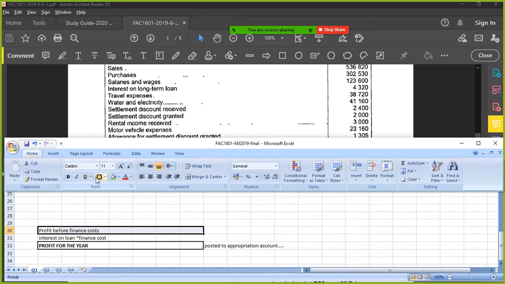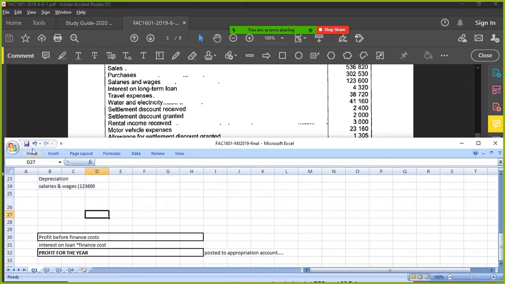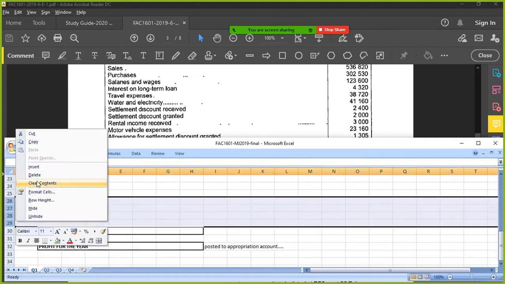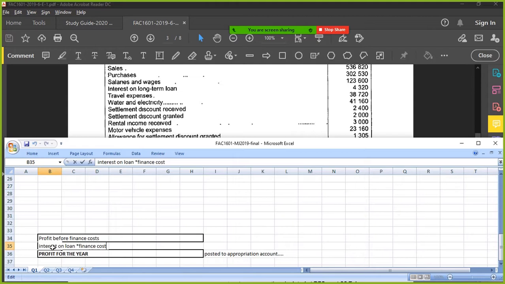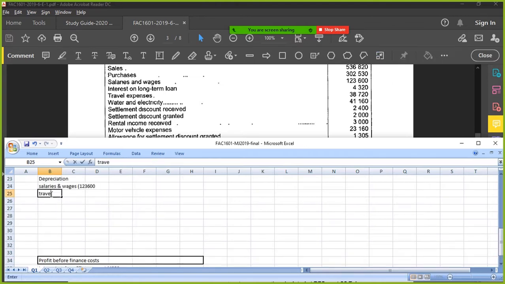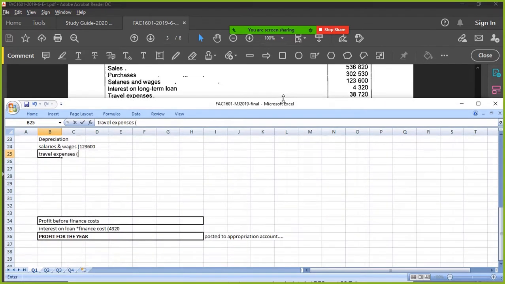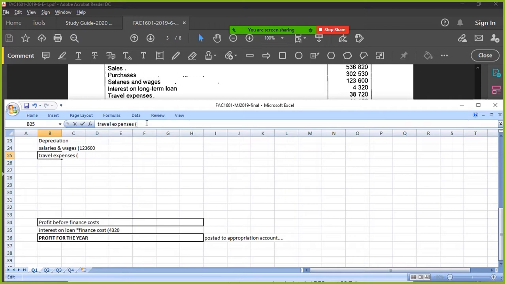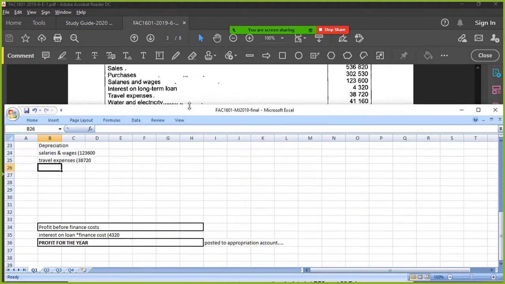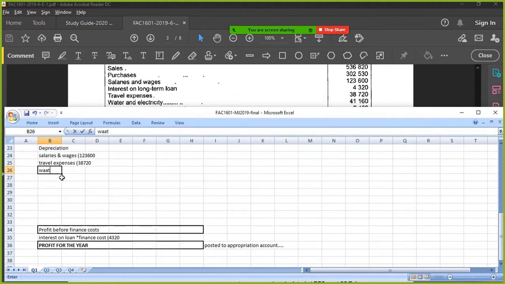Right, just to add an additional level of complexity to the disclosure. Okay, so your finance costs in brackets were 4,320. Okay, travel expenses. Let me just do it this way so I can read the line better. Okay, 38,720. Water and electricity, 41,160.